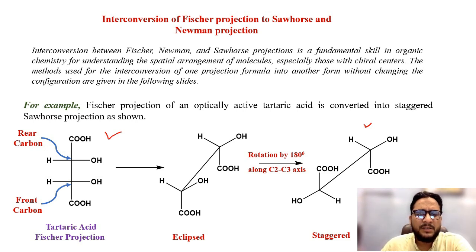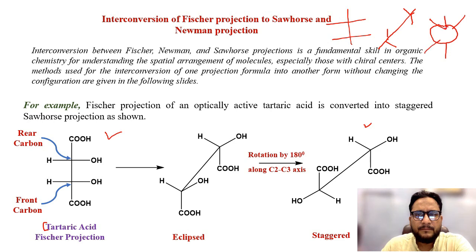So let us begin with the rules for converting these formulas. The Fischer projection formula is always written in this form, then we have the Sawhorse formula like this, and Newman's formulas are mostly like this. Anyway, this is tartaric acid shown in the form of the Fischer projection formula.